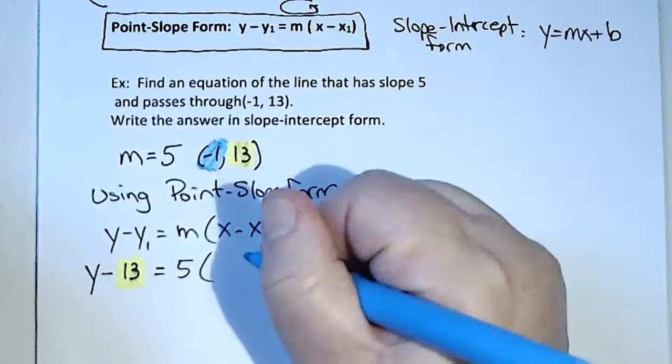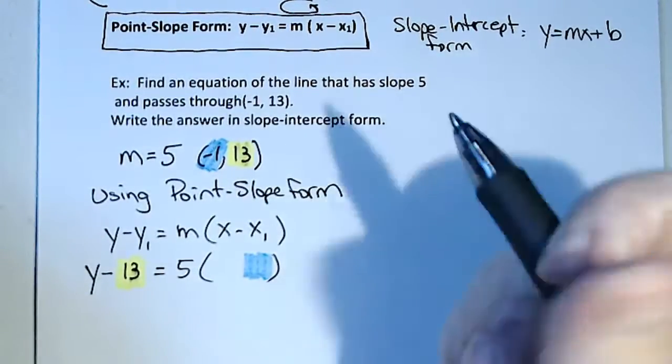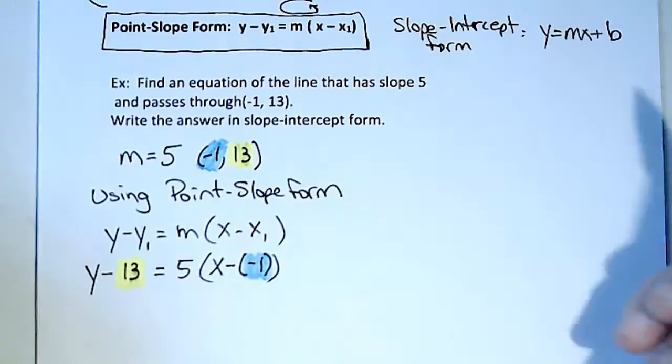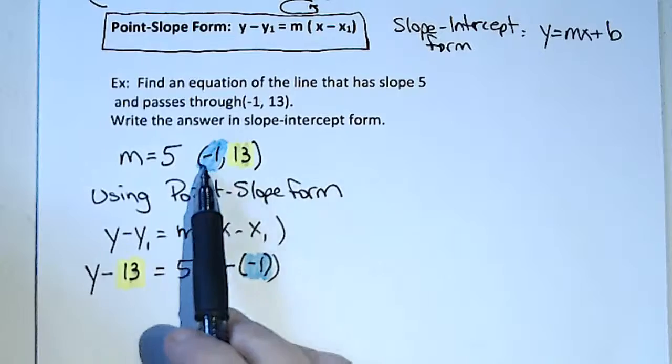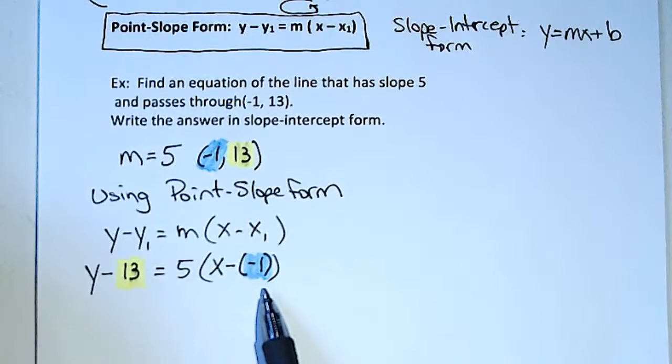And that's going to go here. Let me show you. x minus negative 1. So I split up my ordered pair. My y comes over here. My x comes over there.